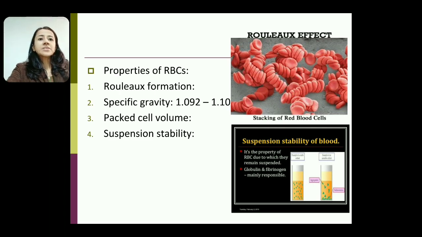Now, properties of RBCs. They have the property of rouleaux formation. You can see in the first diagram, piling over or rouleaux formation when they are placed in a Westergren pipette. Specific gravity of RBC is about 1.092 to 1.101. Another property is packed cell volume, also known as hematocrit, that is the percentage volume of packed cells, and the normal value is about 45%. And they also have the property of suspension stability when they are in the circulation.